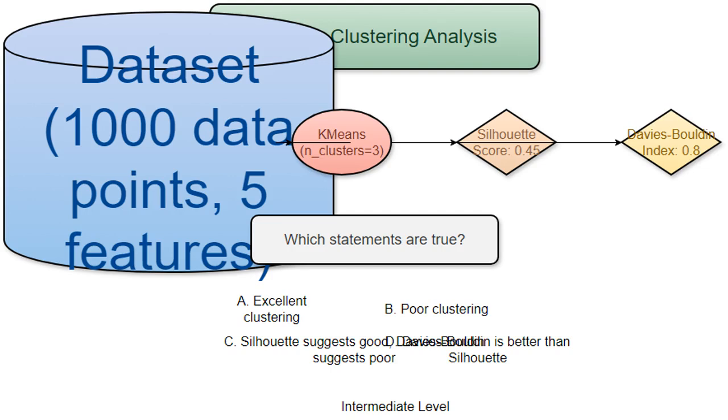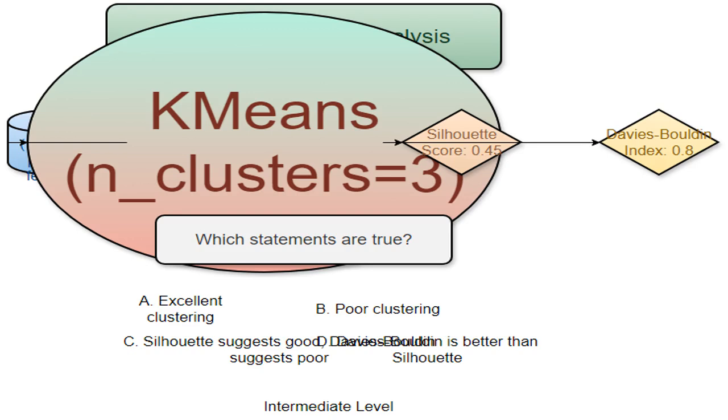Each data point is described by 5 different characteristics, or features. Think of it like describing a person with their height, weight, age, shoe size, and hair color. Each person is a data point, and those characteristics are features. I'm using the K-means algorithm to divide my data into 3 distinct groups or clusters. The n_clusters equals 3 tells the algorithm to aim for precisely 3 clusters in the final grouping.